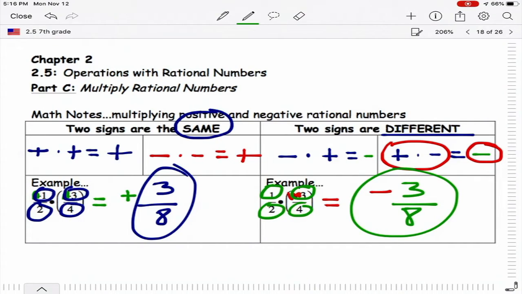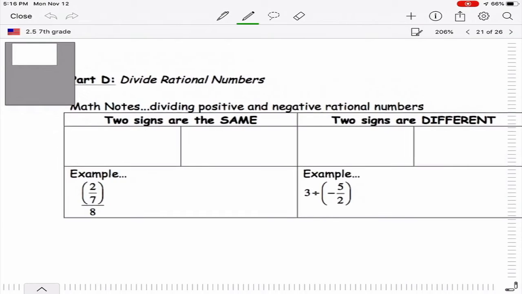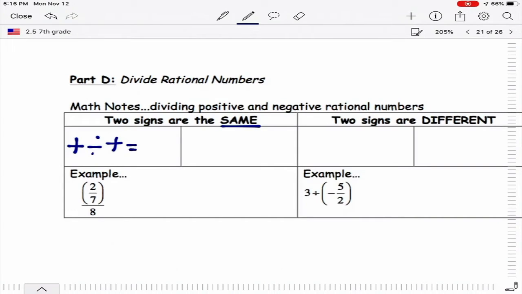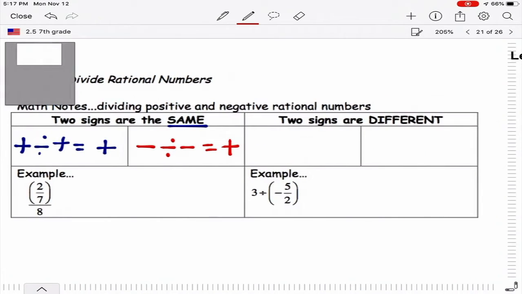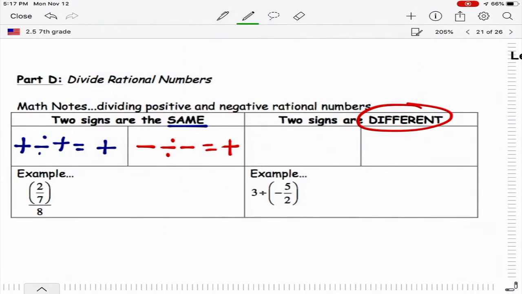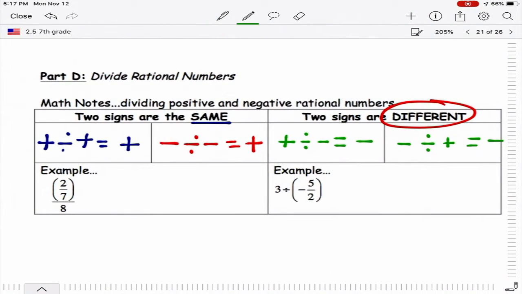I'm going to do two examples with you. We're dividing, and then the rest is on you. So when we're dividing rational numbers, same rules as multiplication, right? When signs are the same, meaning a positive divided by a positive, you get a positive answer. And if both of them are negative, so negative divided by a negative, you're still going to get a positive answer. If signs are different, meaning a positive divided by a negative or a negative divided by a positive, they both will get you a negative answer. It has nothing to do with size, absolute value, whatever you want to call it.